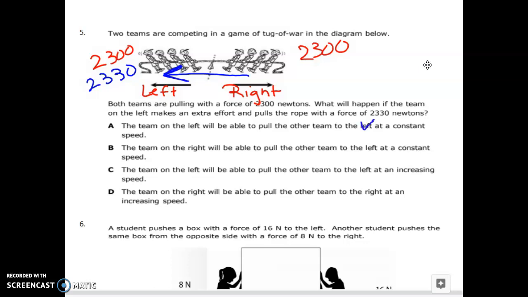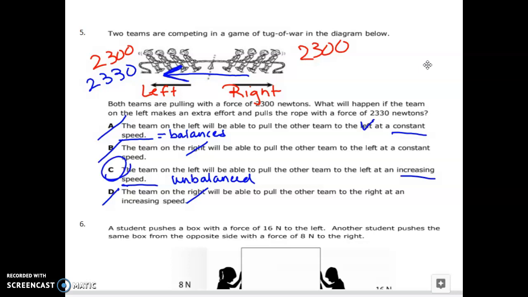I like that at a constant speed. Okay, that's kind of important. Constant speed, no, because constant speed means balanced, and this is unbalanced, so that's wrong. Team on the right would be able to pull, no, that is just wrong all the way around. The team on the left will be able to pull the other team to the left at an increasing speed. Definitely increasing speed. I like this because an increasing speed shows an unbalanced force. And the team on the right would be able to, no, I'm not even going to go there. C is the correct answer.